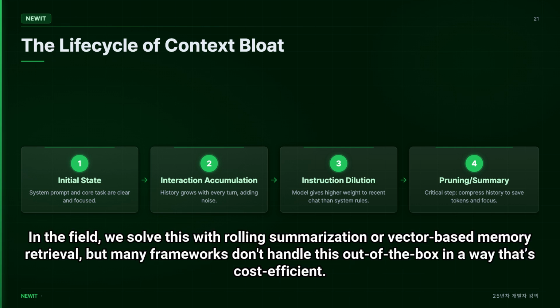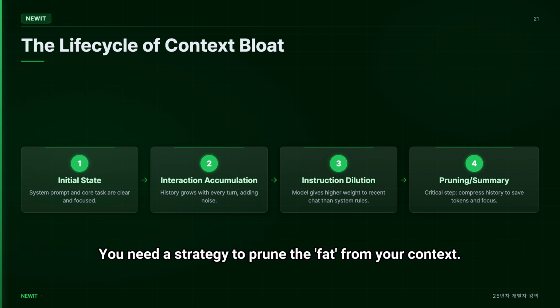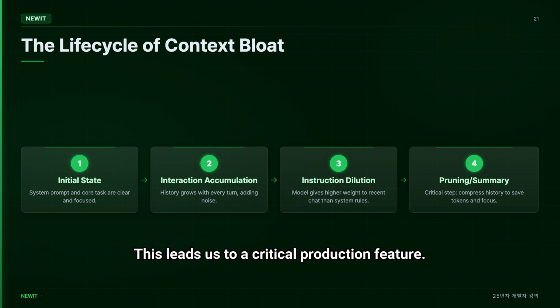In the field, we solve this with rolling summarization or vector-based memory retrieval, but many frameworks don't handle this out of the box in a way that's cost-efficient. If you don't explicitly manage what stays and what goes, your API costs will scale exponentially while your agent's intelligence scales downward. You need a strategy to prune the fat from your context. But how do you keep the agent state alive if the server crashes in the middle of a complex thought process? This leads us to a critical production feature.